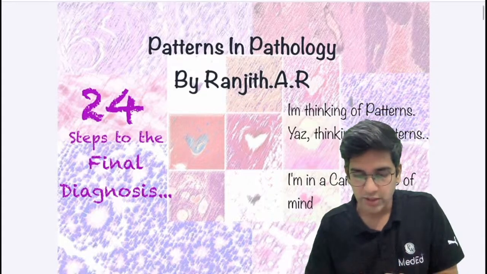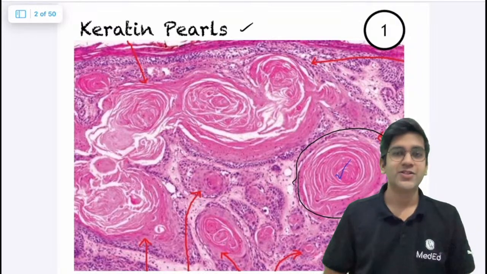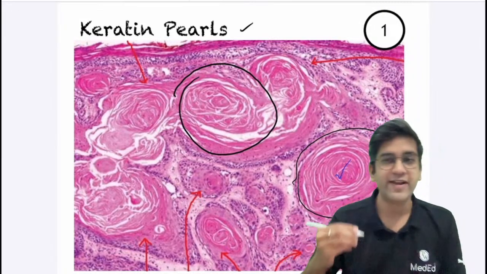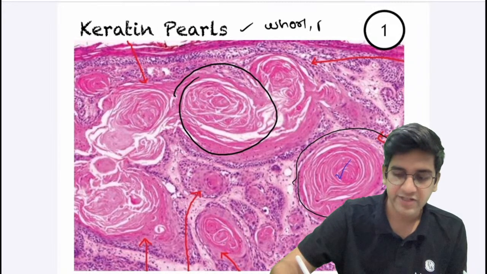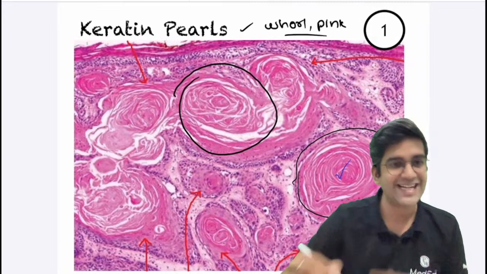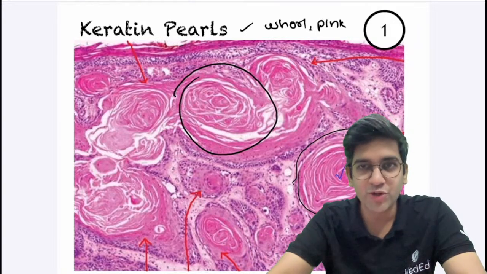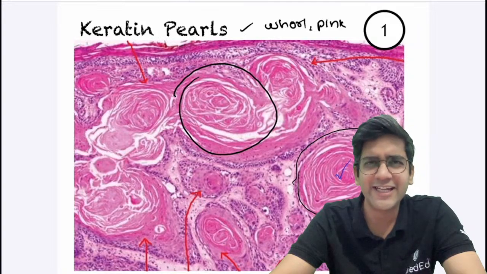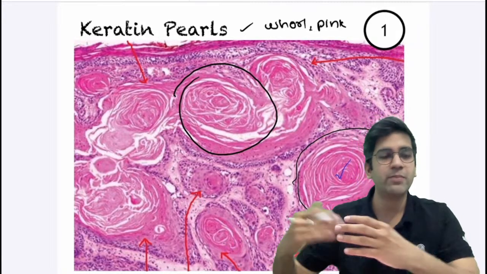Fine. Now, the first thing is keratin pearl. Namaste Medico forever. So this is how a keratin pearl looks. The way to identify a keratin pearl is that it looks like a whorl and it is pink in color, because keratin is nucleate or anucleate? Good evening, Vivek. I want you guys to comment: keratin is a nucleate or an anucleate structure? Definitely an anucleate structure, and obviously an anucleate structure will not have a nucleus. That's why it's pink in color, right?